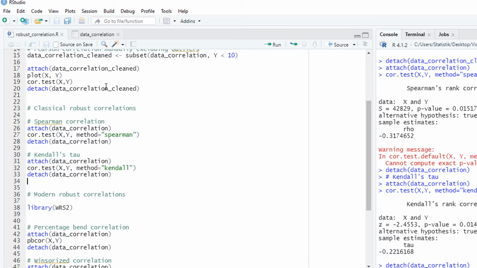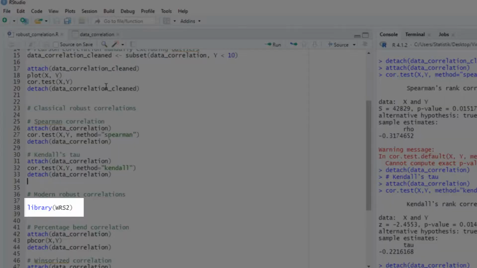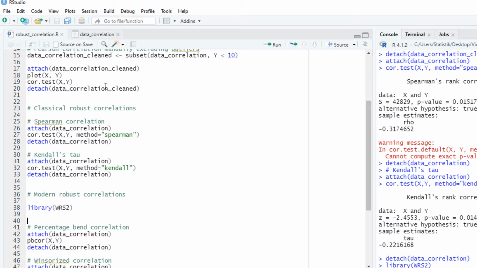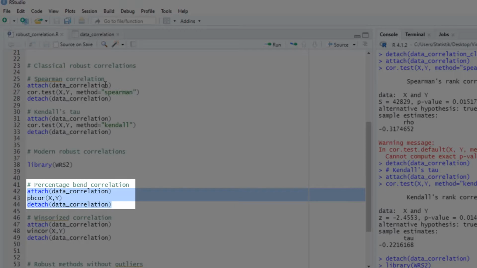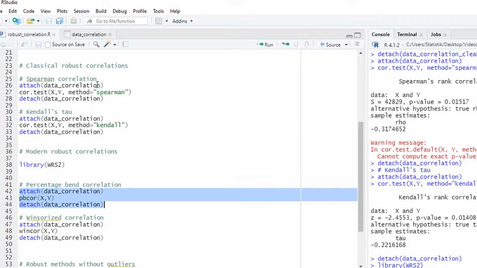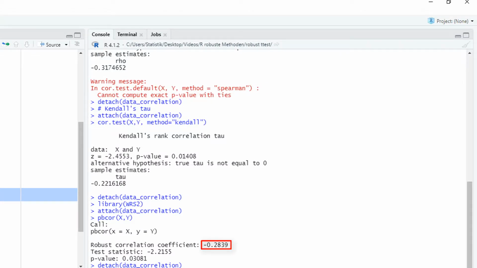Then there are modern robust correlations. For those, we need the library WRS2. If you haven't used that yet, you have to install it once, of course. I have installed it, so I just load it with the library command. The first one is the percentage bend correlation. In the description of this video, I'll put a link to a journal article explaining this technique. Here is our robust correlation coefficient, and here is the p-value. So again, with this technique, we get a correct result that we have a negative correlation.